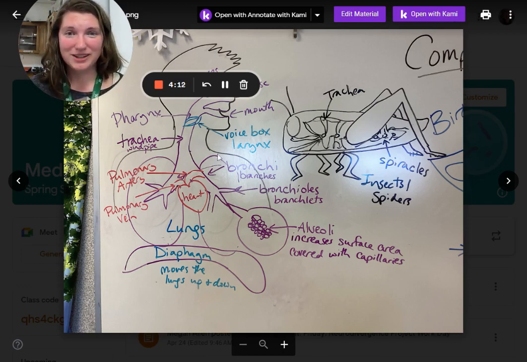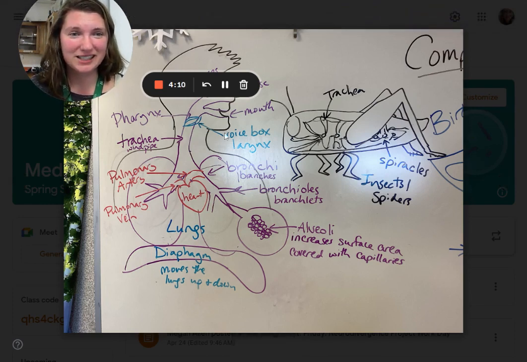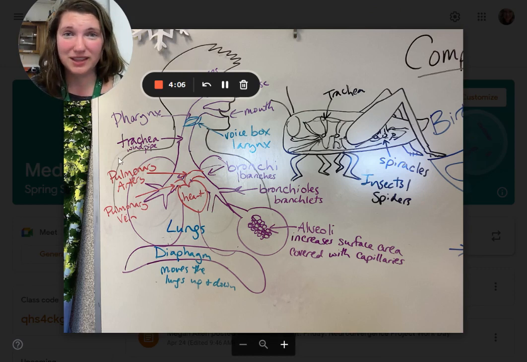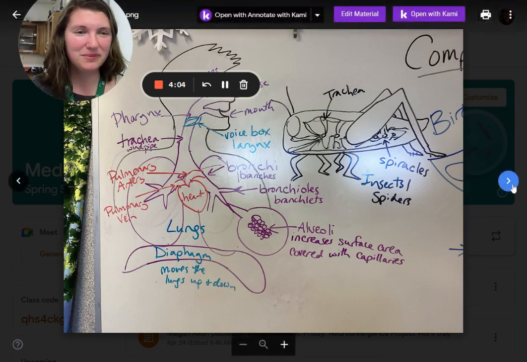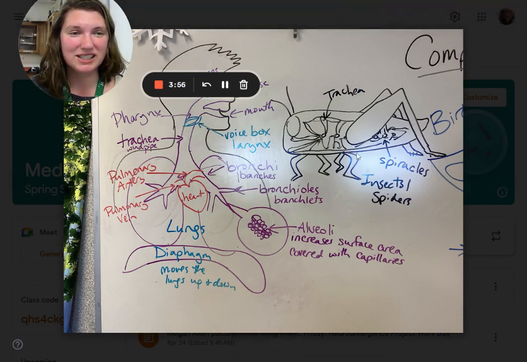We have all of the parts here, and in a regular class, I would take you through each one. You would have the chance to make this drawing yourself and label all the different parts. Then I'm going to take you through each one of these different organisms and their respiration system.